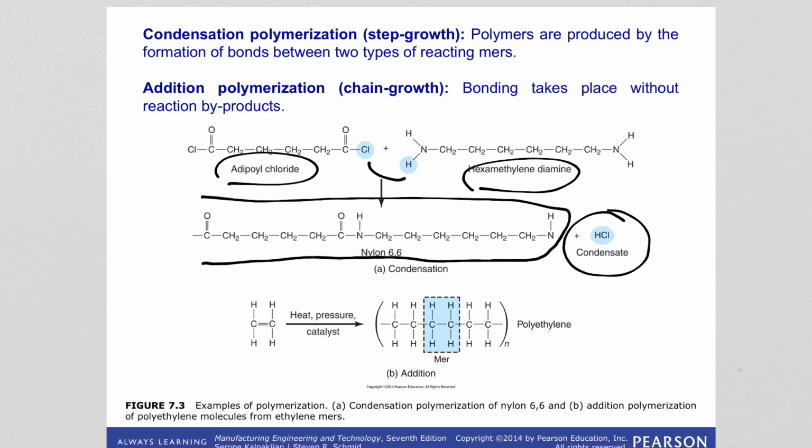In addition polymerization, there are no condensation byproducts like HCl acid. In that case we start with the repeating unit mers and then apply heat, pressure, and a catalyst to open up that double bond. Therefore, quickly each of these mers is attached to the others, building the overall polyethylene molecule.